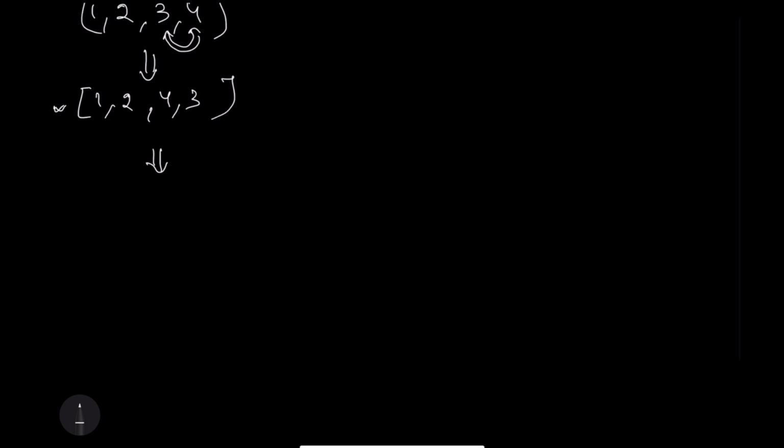So let's try to understand this problem. So we have got 1, 2, 3, 4 as an array. Now let's find its next permutation. So our next permutation would be 1, 2, and as our array is in sorted order, all we got to do is swap these two elements. So we will get 1, 2, 4, 3, which would be our next permutation. So after that, let's try to find the next permutation for 1, 2, 4, 3.